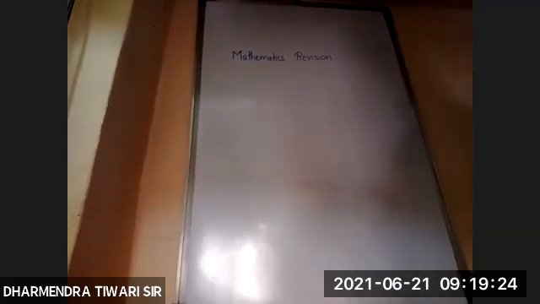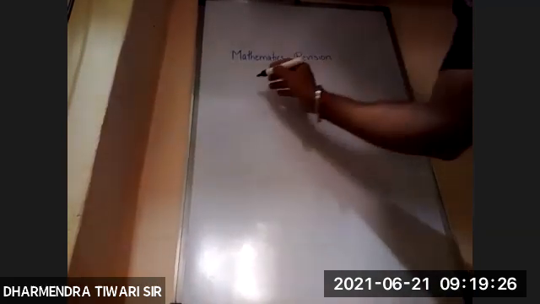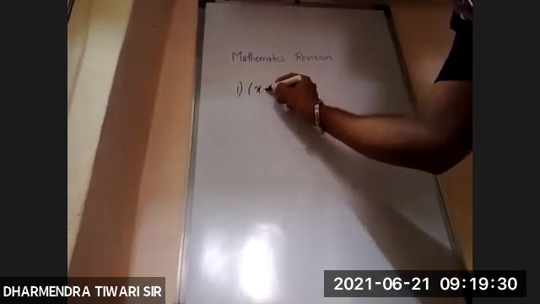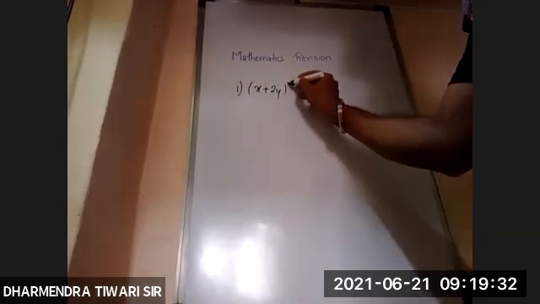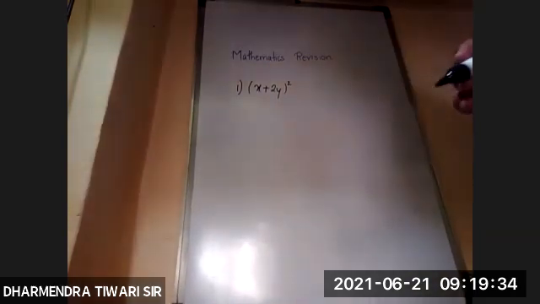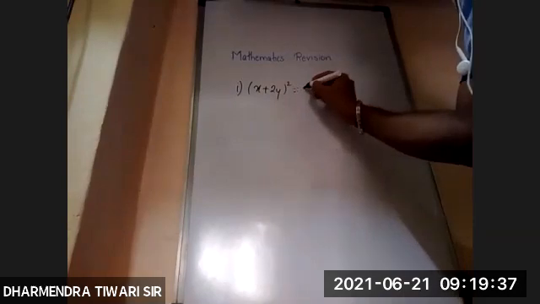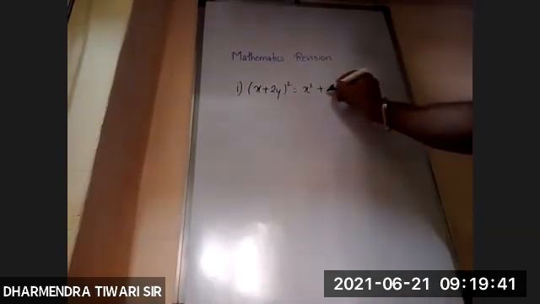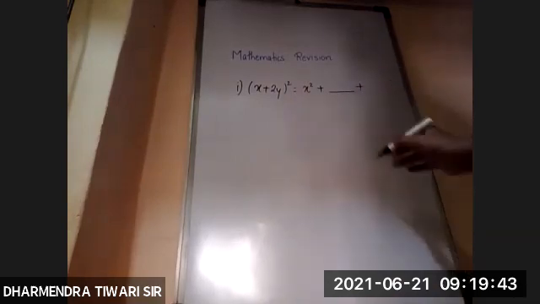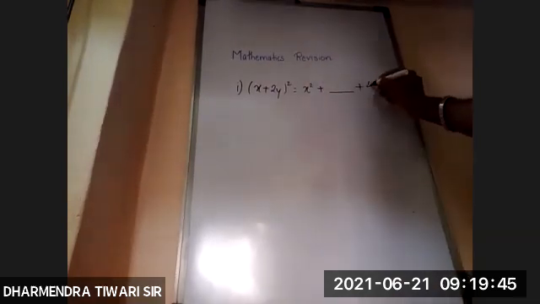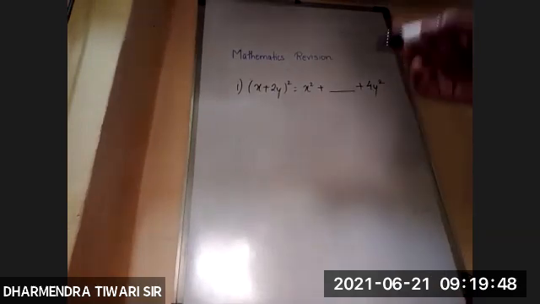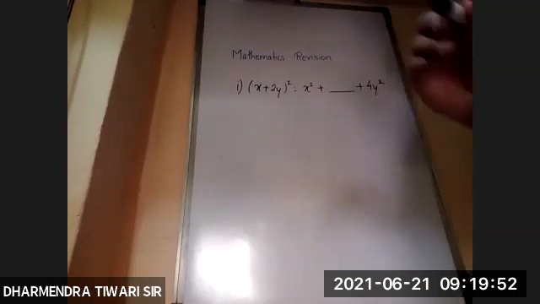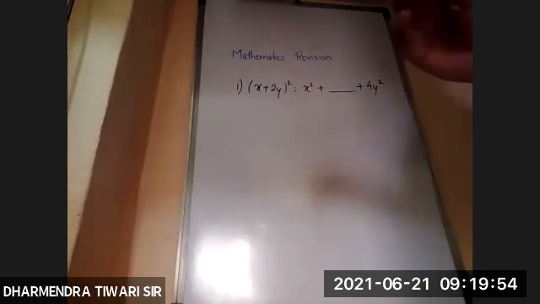So first activity, if we are having x plus 2y the whole square, so we're having x square plus dash plus 2y square is 4y square. They're asking us to complete this. So we know the formula.